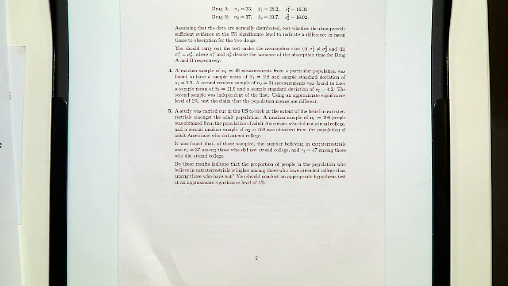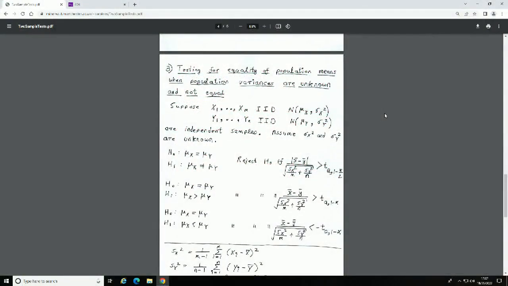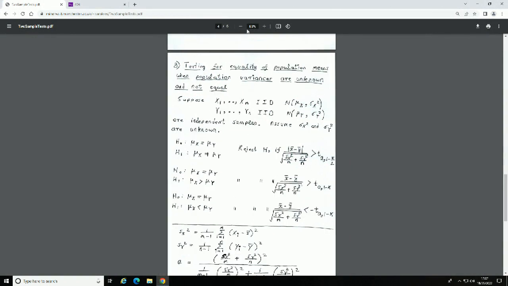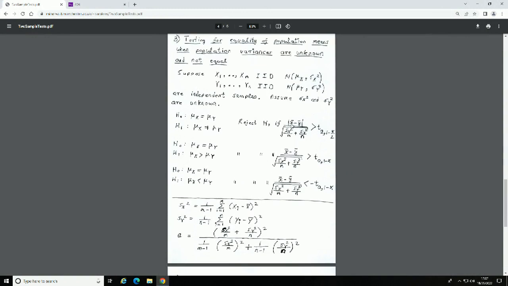For question 4, you need to use the following rules. Let me show you the rules that you need to use to do question 4. You need to use one of these rules in order to do question number 4. So it's either this one or this one or this one of these 3 rules.